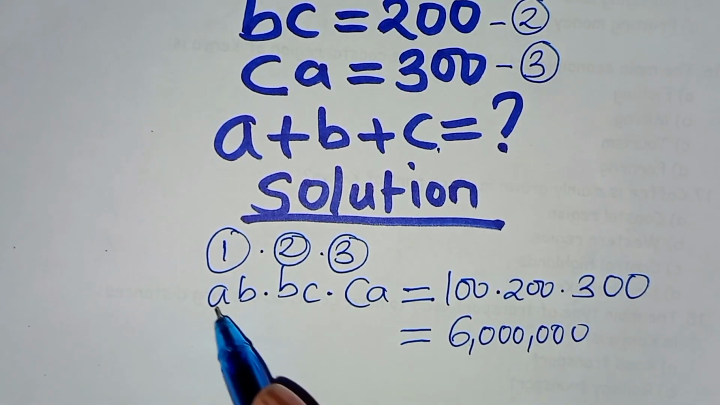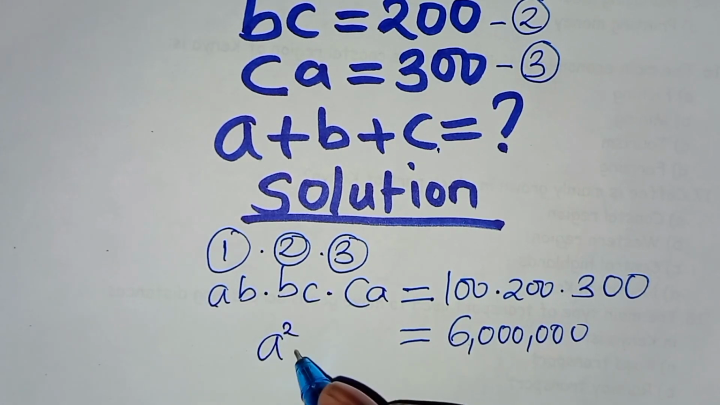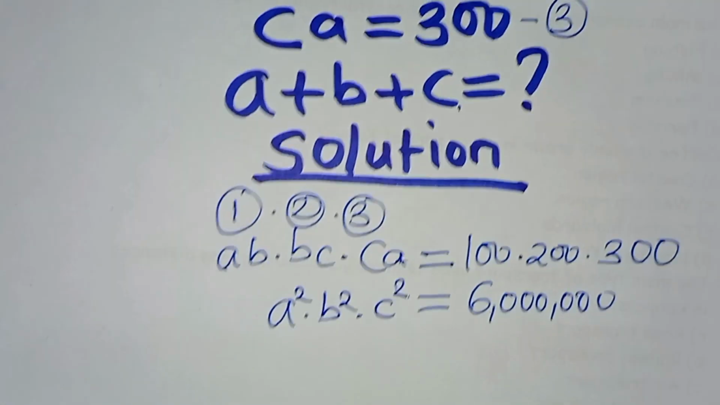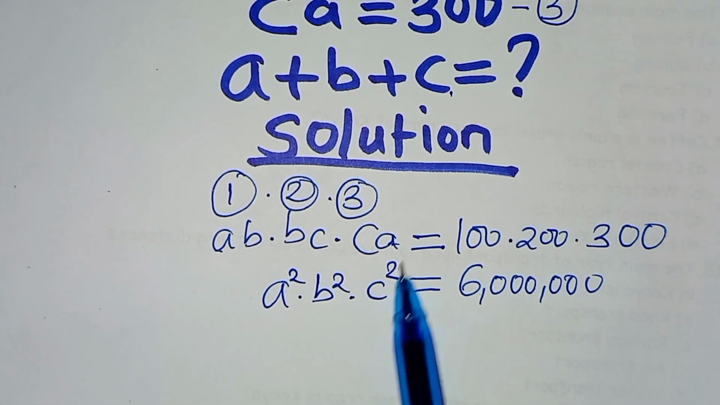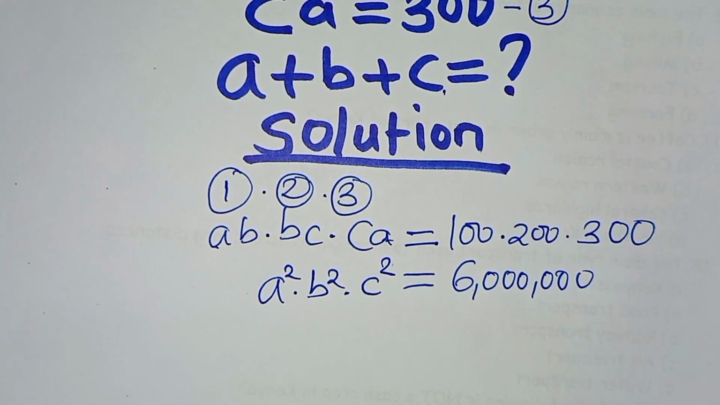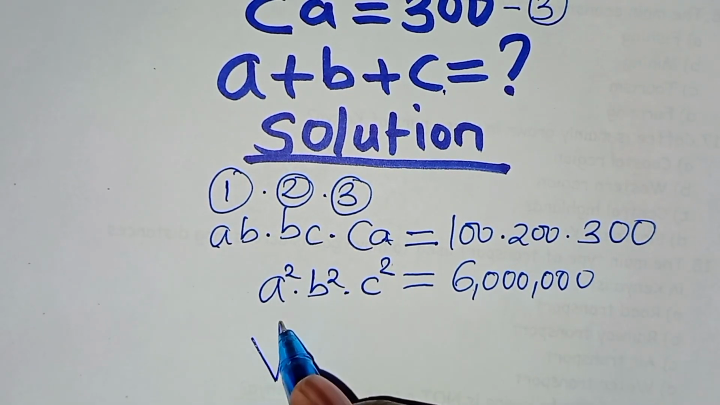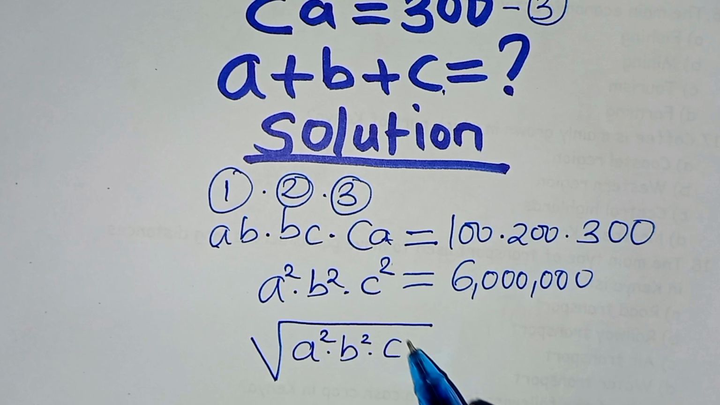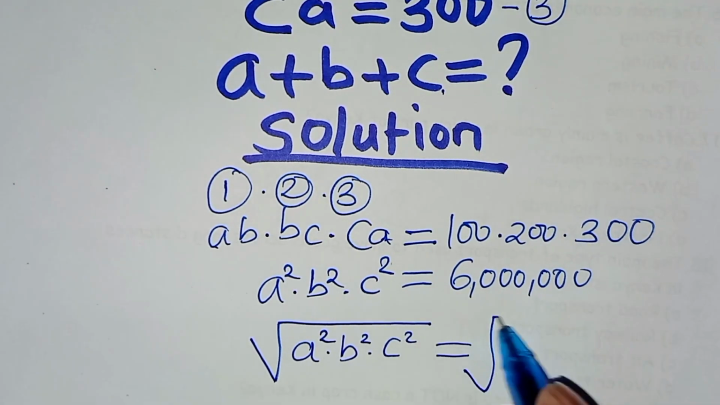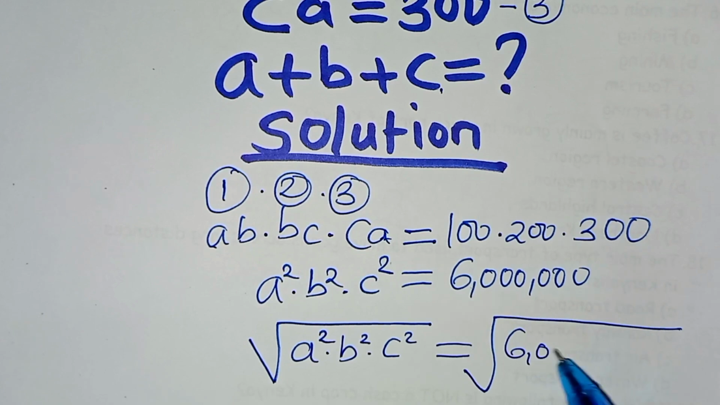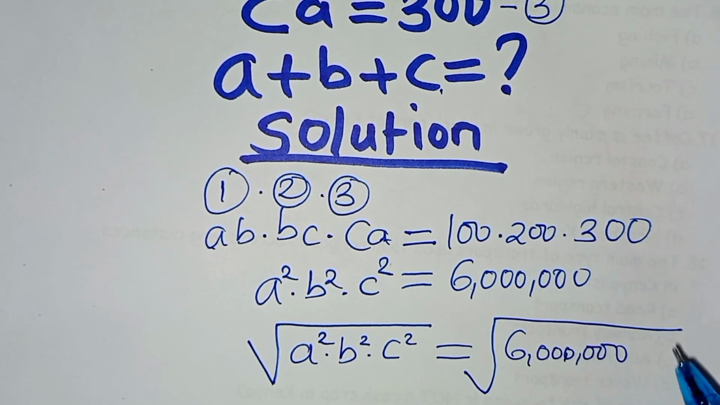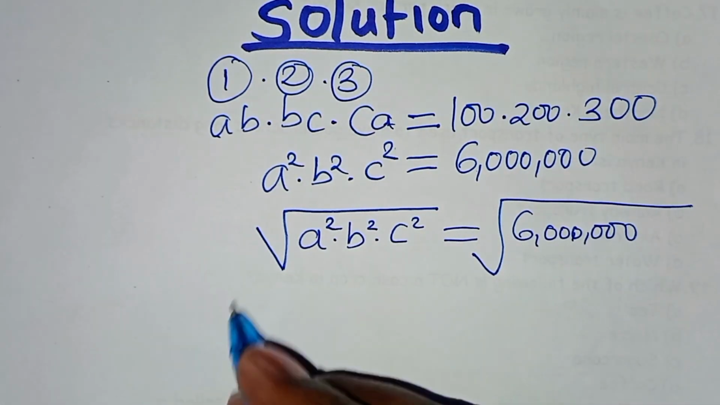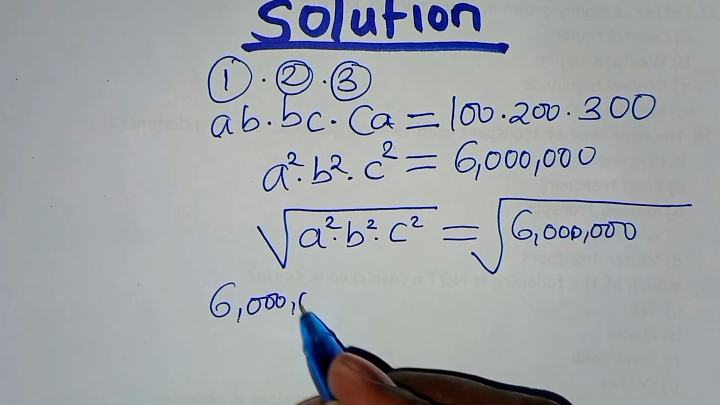So on this side, we have a times a, which is a squared, multiplying by b squared, multiplying by c squared. So that means a squared b squared c squared is equal to 6 million. Now, let's get the square root of both sides. So this is equal to the square root of 6 million. Okay, now we can simplify this 6 million. Let's get the LCM of this 6 million.